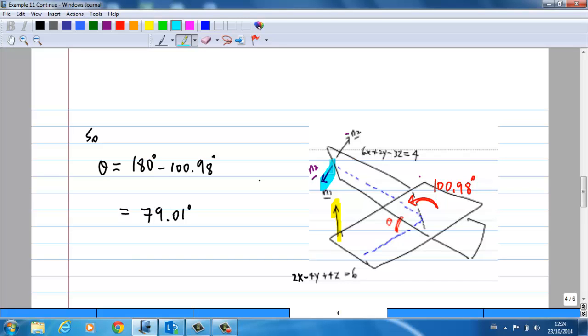From here, we can find that the angle theta, the acute angle between two planes, is 180 minus 100.98 degrees, which is equal to 79.01 degrees. This will give you the angle between these two planes.